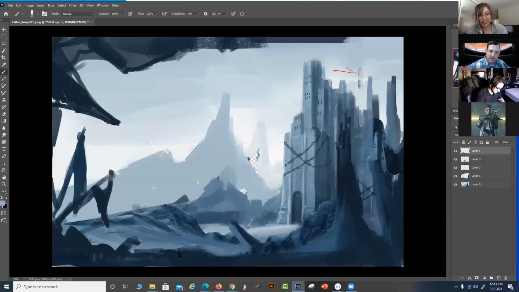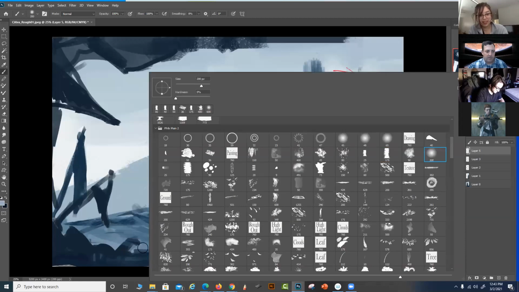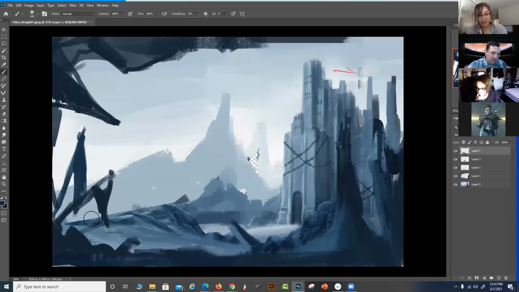So if I were to take the fuzzy brush and grab that shadow right there and sort of darken a little bit of this, yeah, like that. That brings it into the foreground. Then you could have a couple mechs standing around the front guarding the city, you know?